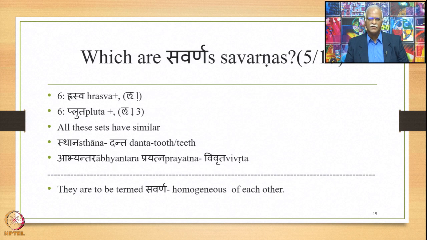Then we have 12 varieties of lu. Why? Because there is no dirgha variety of lu. So all these sets have similar sthana, namely danta, and similar abhyantara prayatna, namely vivruta. So these sounds are to be termed savarna or homogeneous of each other.